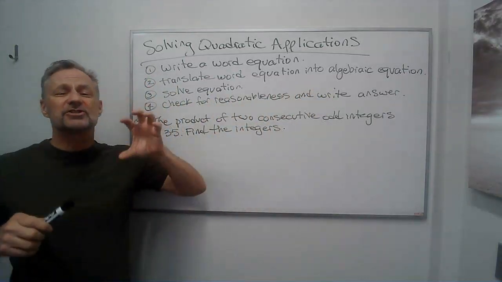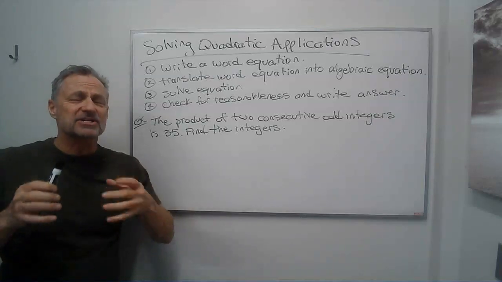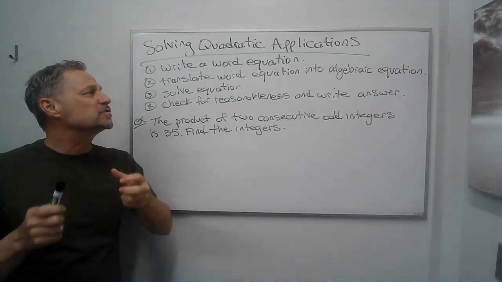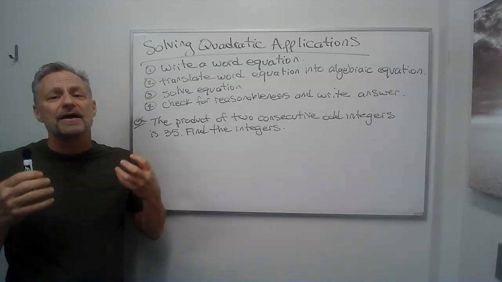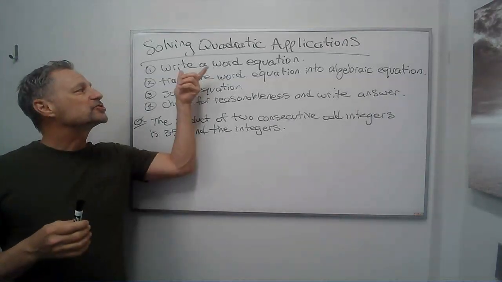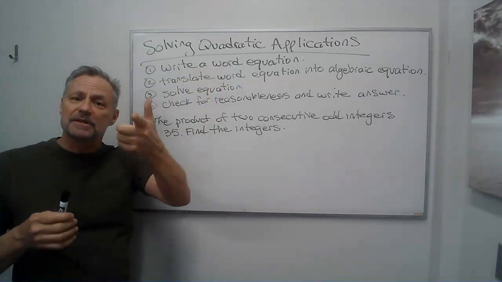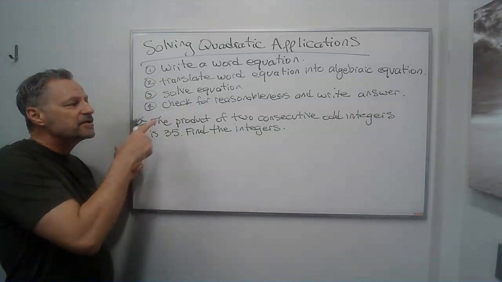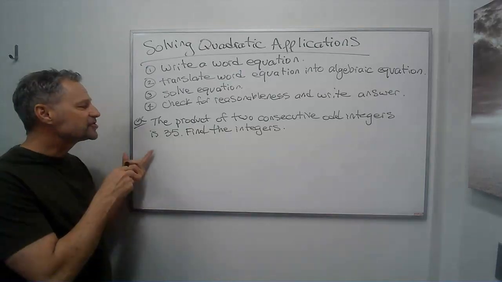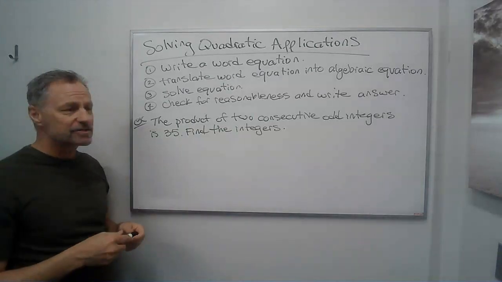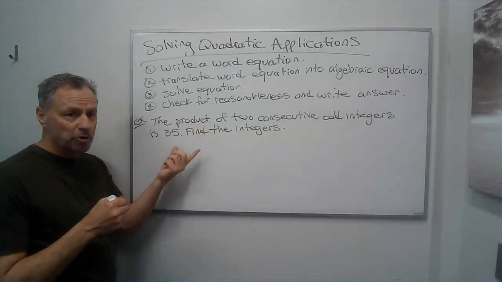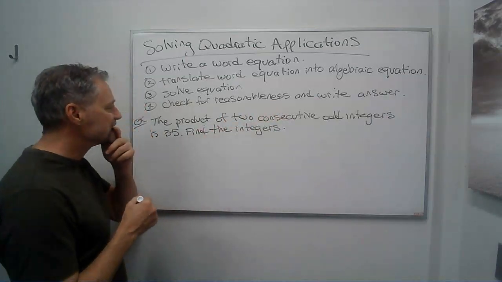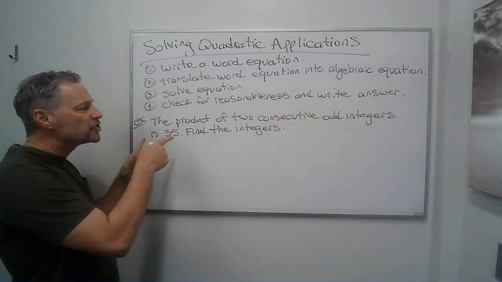But a lot of students look at a word problem or an application and they don't know what to do, and they get confused and they get scared and they don't know where to start. We'll start by just putting it into words. Let me show you an example. Here's our problem. The product of two consecutive odd integers is 35. Find the integers. Okay, so product, we know that means multiply. Two consecutive odd integers. Okay, so here's what we know.